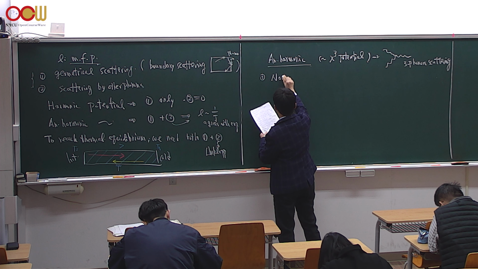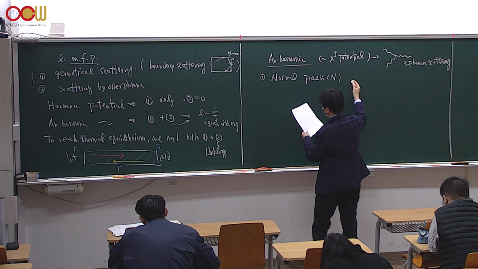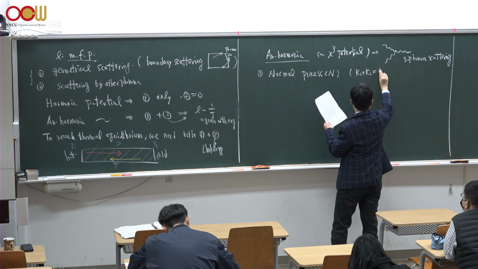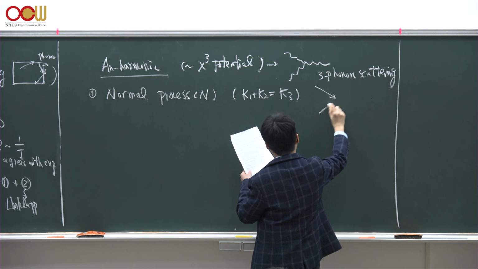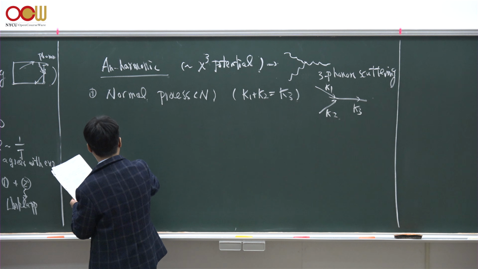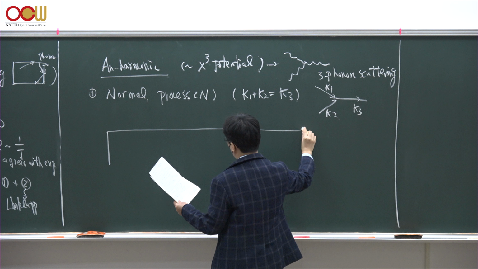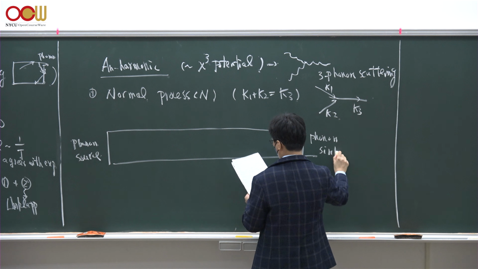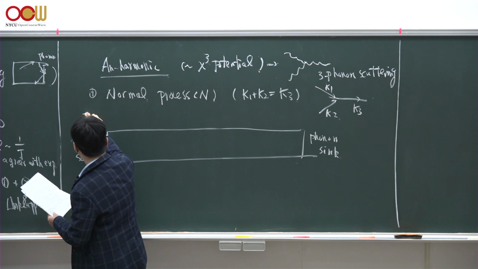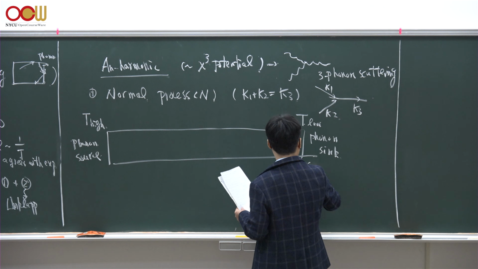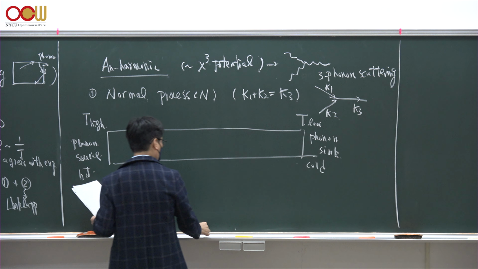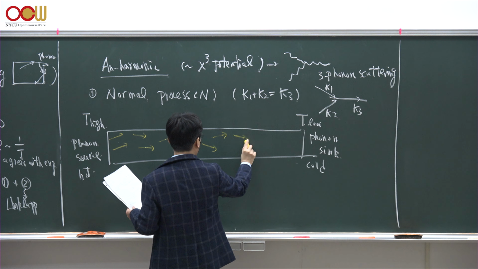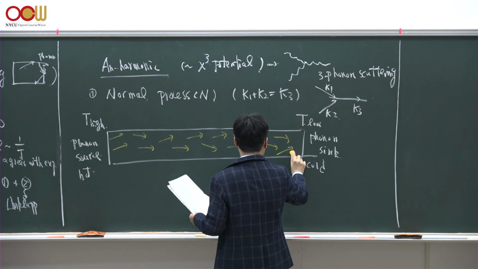Suppose that we discuss only normal processes, the N processes, which means that k1 plus k2 is actually k3. So it is the four-phonon scattering. And we consider an object with a hot end and a cold end, or we call it a phonon source and phonon sink. This temperature is high and this is low, cold end, hot end. We know very well that these particles, or the phonons inside the object, can move from the hot to the cold, right?